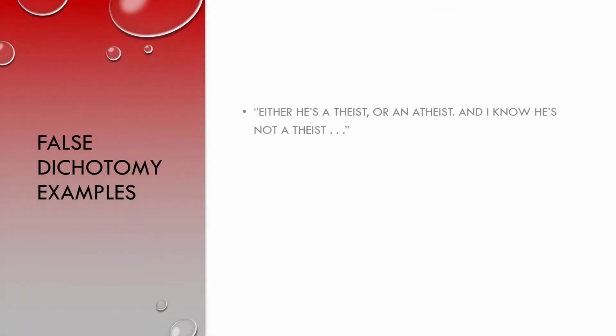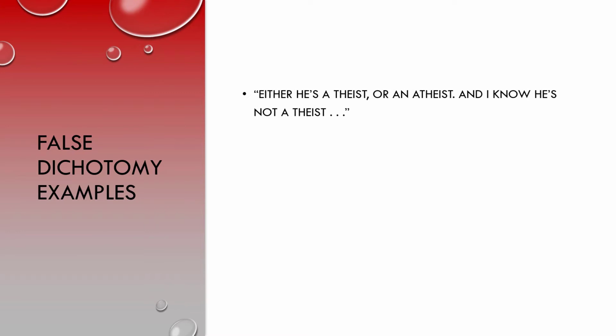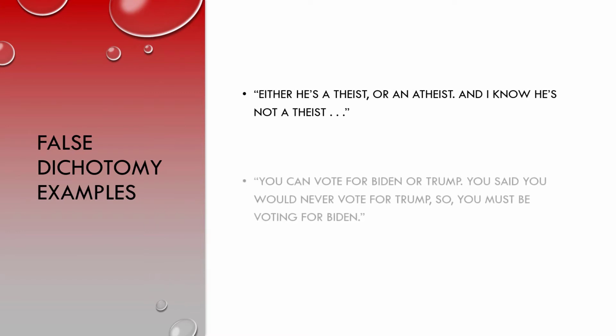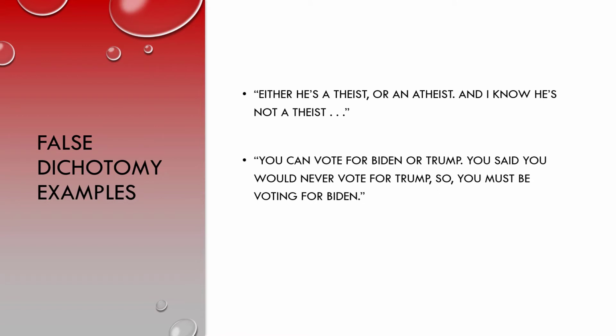So here, even his father could see that it's a faulty dilemma. But let's take a look at some other examples of the false dichotomy. Either he's a theist or an atheist, and I know he's not a theist, therefore, draw your own conclusion. You can vote for Biden or Trump. You said you would never vote for Trump, so you must be voting for Biden, ignoring the fact that there's the option of not voting or third-party candidates, etc.